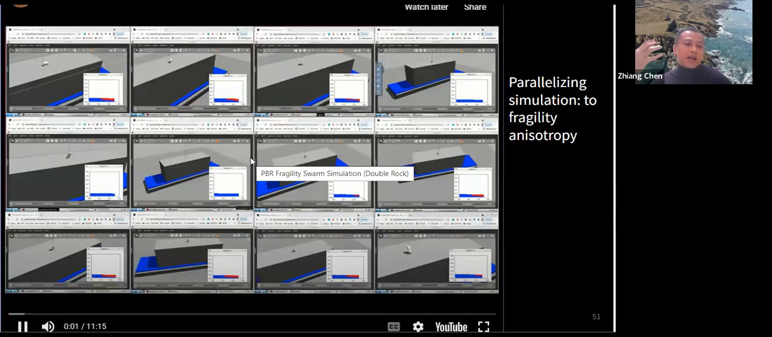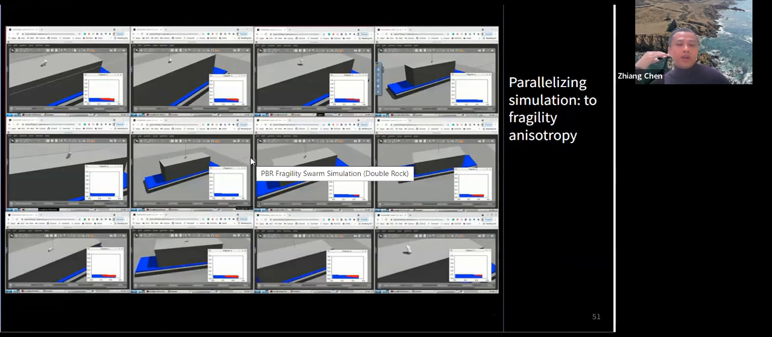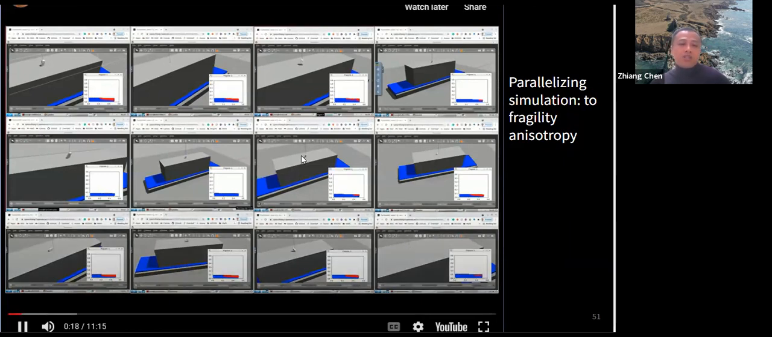And in nature, the geometry of a PBR is not symmetric, so its ground motion response should also be asymmetric. Thus, we have those 12 parallel simulations to study PBR fragility and isotropy. In these 12 parallel simulations, the PBRs are initialized with different orientations.